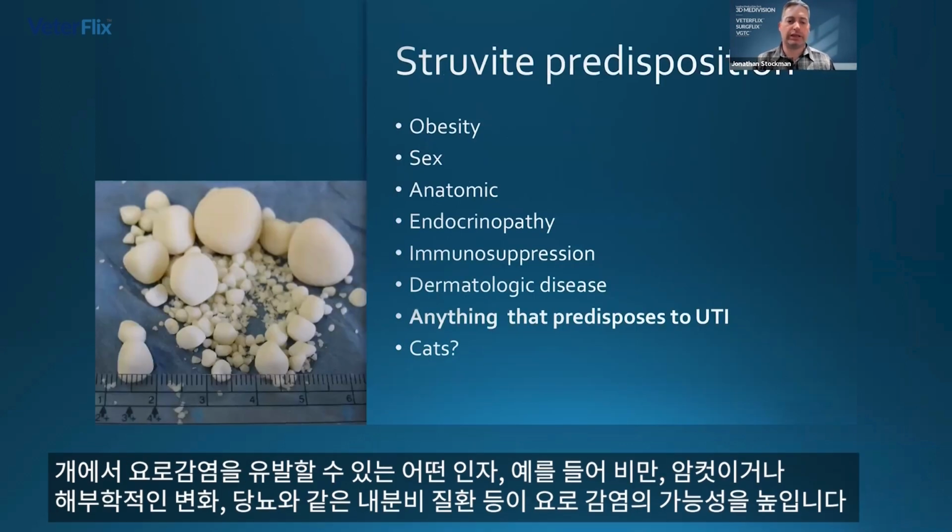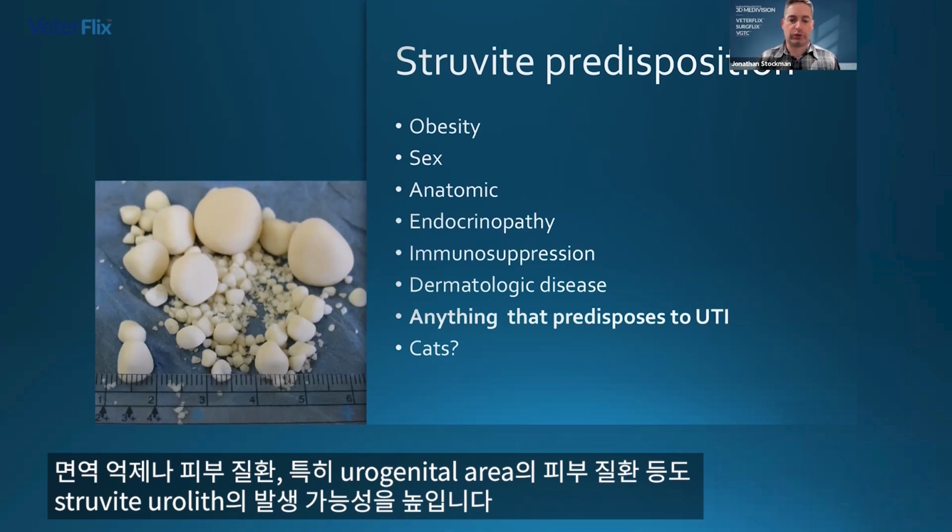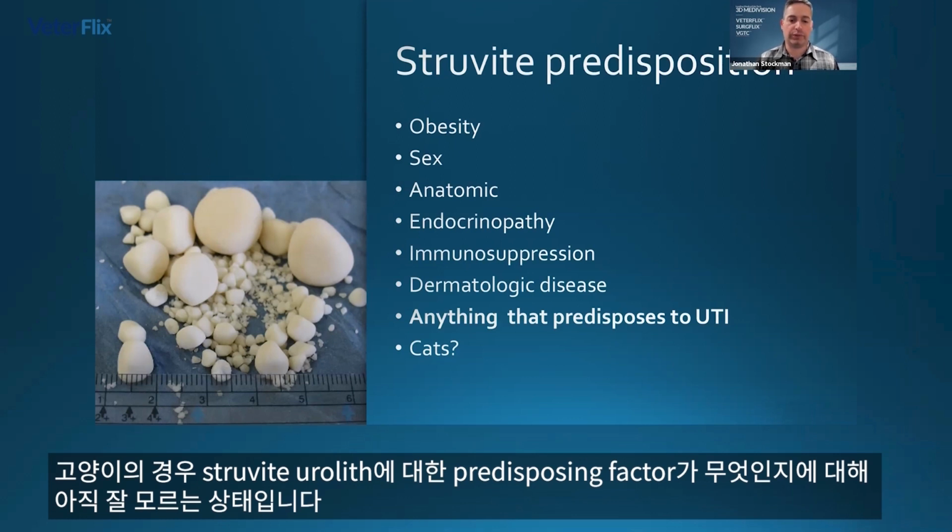In dogs, anything that can predispose the dog for a urinary tract infection, such as obesity, or being a female, or anatomic changes, endocrine diseases such as diabetes, that increases the risk of urinary tract infection, immunosuppression, or dermatological disease, especially in the urogenital area, can increase the risk of Struvite urolithiasis. In cats, we really don't know what are the predisposing factors for Struvite urolithiasis.